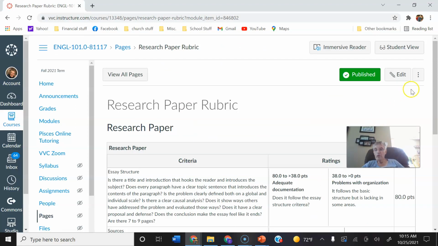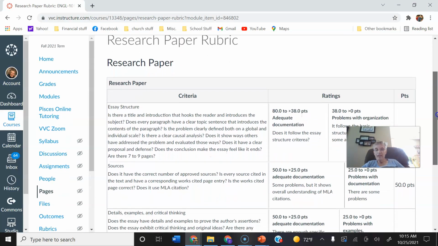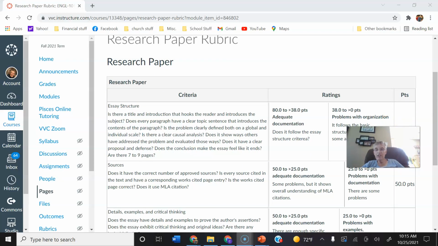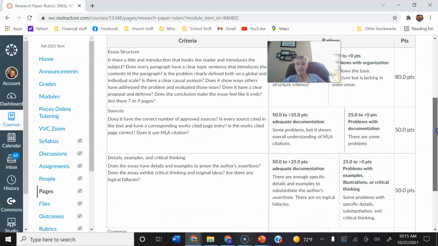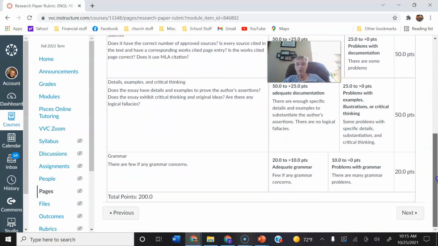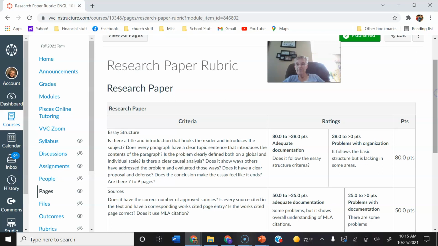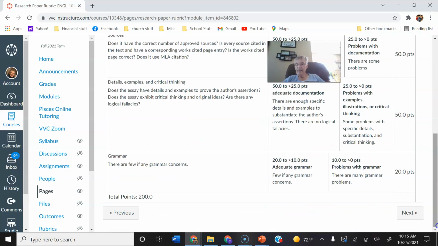And then here's the rubric. A title and introduction. Okay, essay structure is worth 80 points. It's 40% of the grade. Sources worth 25. Details worth 25. Grammar worth 10% of the essay. Pretty much like the position paper. I think, is that it?